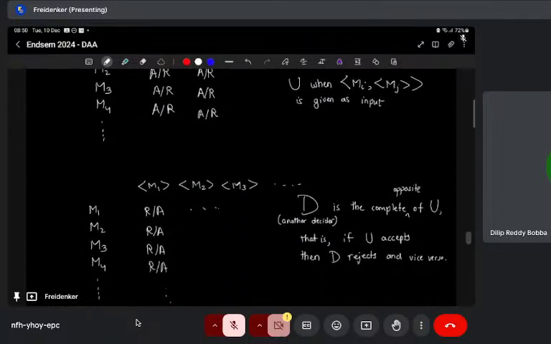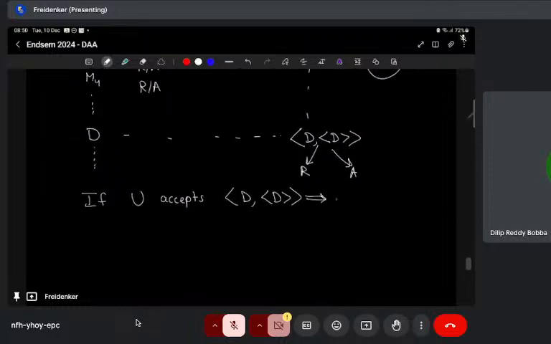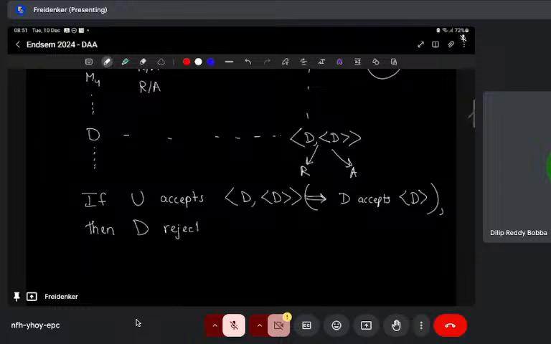So the opposite is also true. If U accepts, what does this mean? This means D accepts the description of D. That is the meaning. But we also know if U accepts the tuple, then D rejects. If U accepts, then D rejects, right?